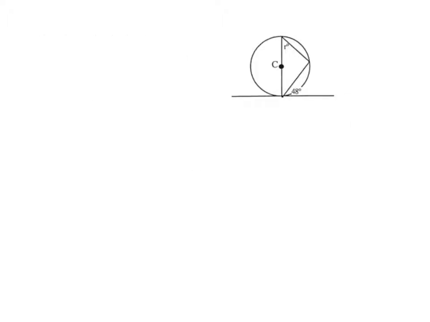Now, what we have here is a triangle drawn within a semicircle, and any triangle so drawn has a 90 degree angle at this position here. Here we have a tangent again, and a tangent meeting a radius produces a 90 degree angle. So this angle in here is 90 take away 48 degrees, and that's 42 degrees.